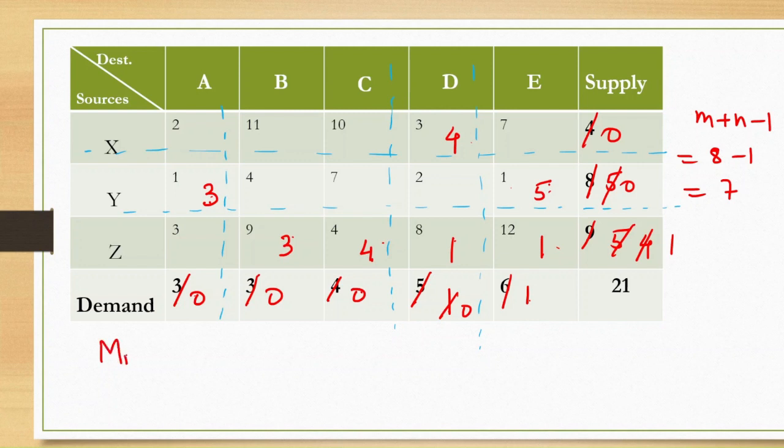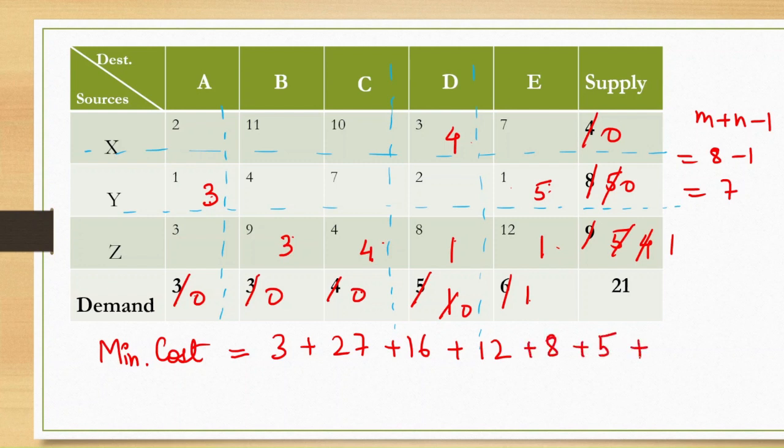So let us find out the minimum cost here, and it is coming out to be 3 1s are 3, 9 3s are 27, 4 4s are 16, 4 3s are 12, 8, 5 and 12. So here we could calculate in the previous one, this was 30, 46, 58, 58 and 12 is 70, 78, and this is plus 5, that's 83. So I am getting 83 rupees as the minimum cost.